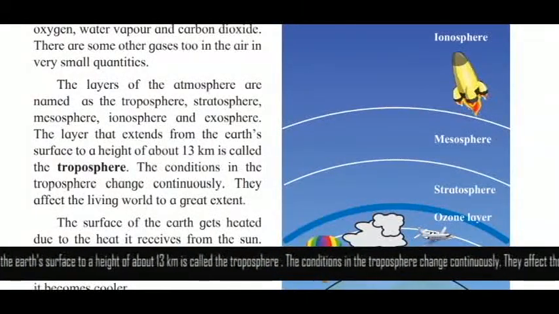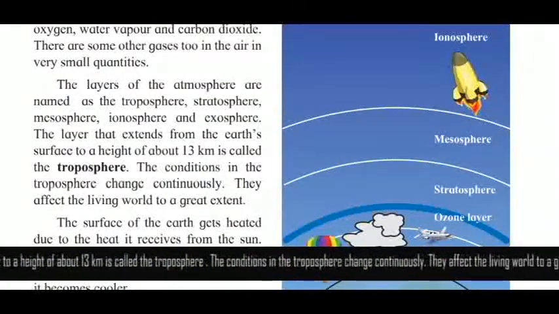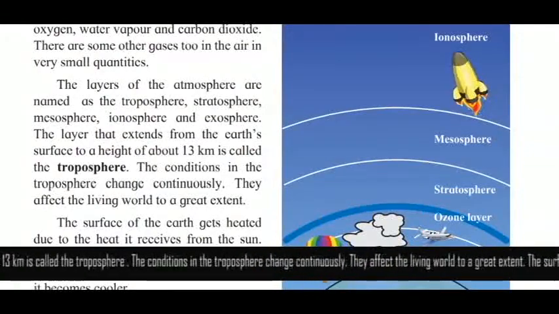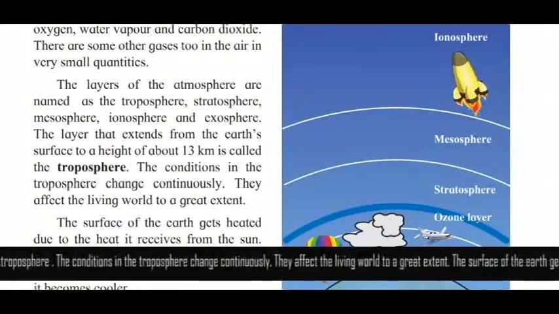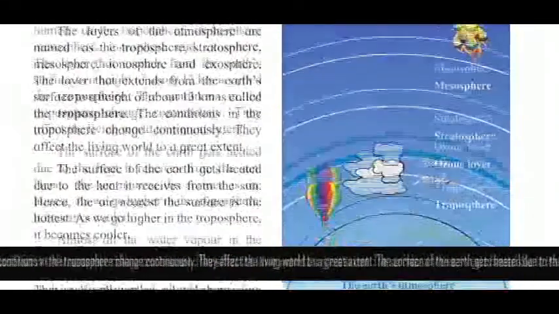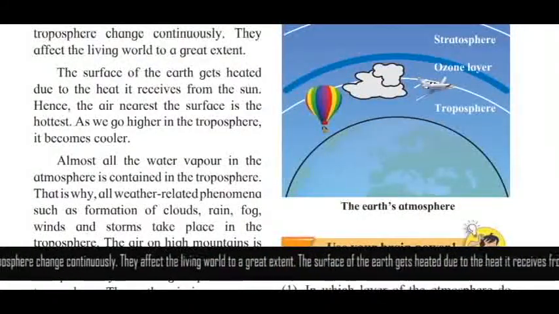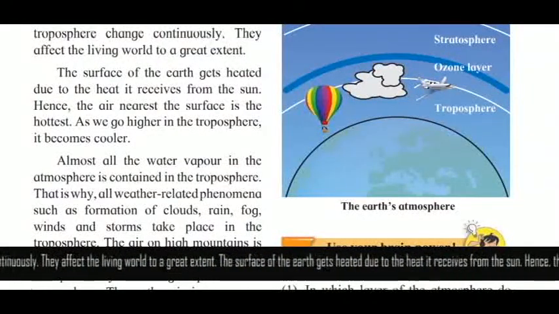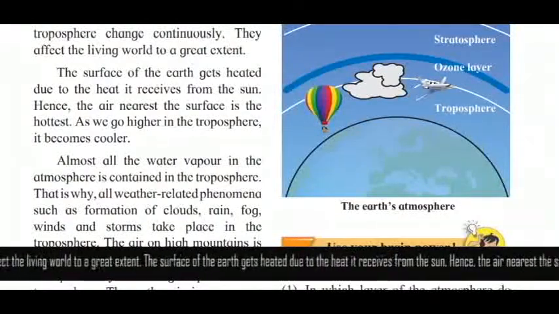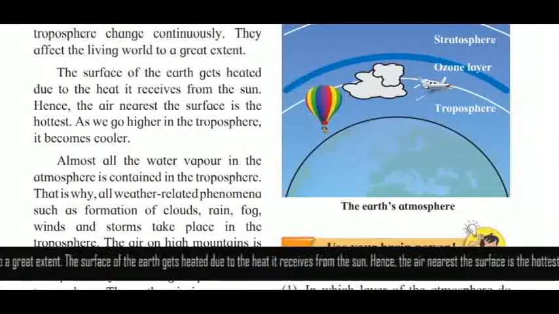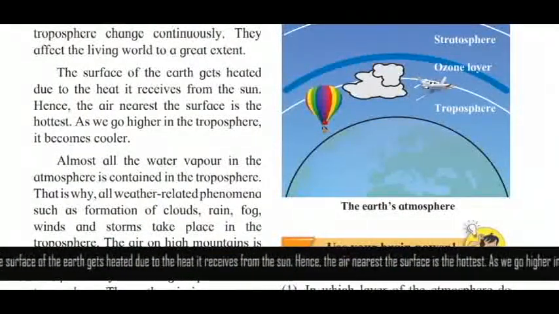The layer that extends from the Earth's surface to a height of about 13 kilometers is called the troposphere. The conditions in the troposphere change continuously. They affect the living world to a great extent.